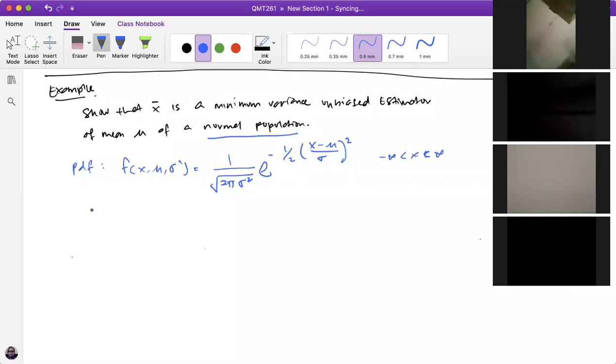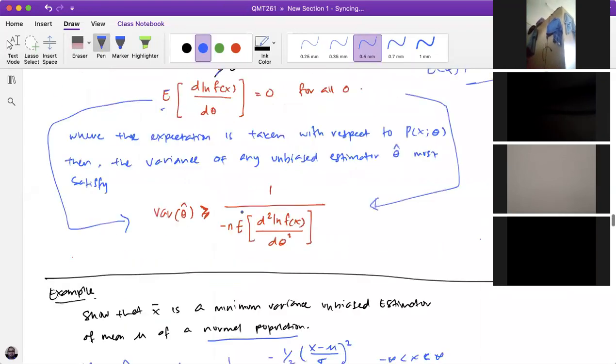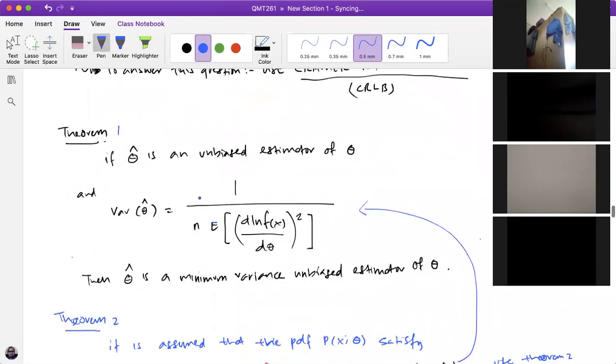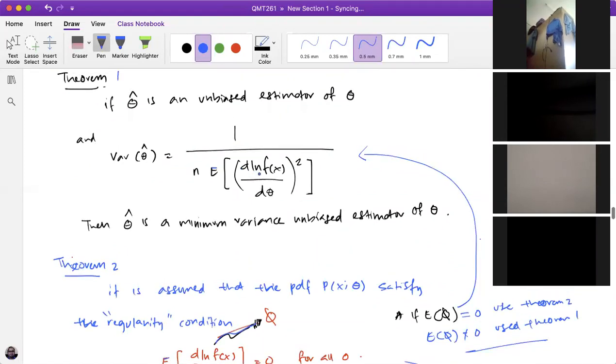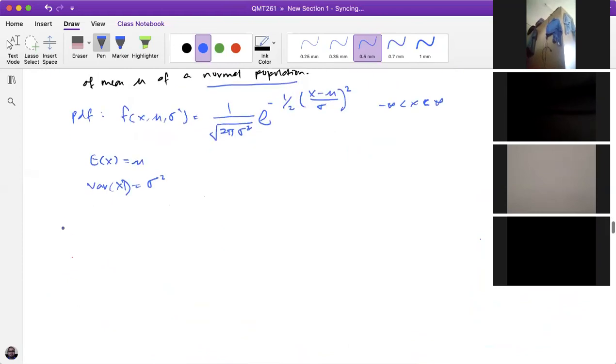So from here, we know that the expected value of x is equal to mu, and the variance of x is equal to sigma squared. So the first thing, in the formula, we want to look at the ln of f(x). So what is the ln of f(x)? We find ln f(x).